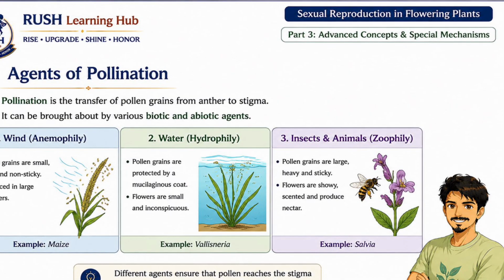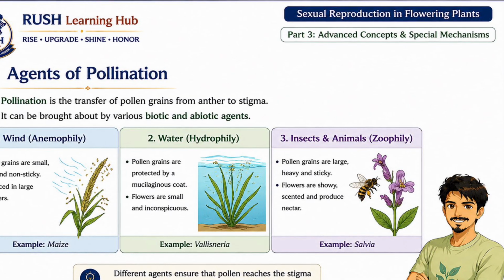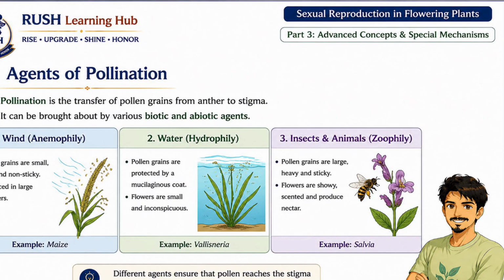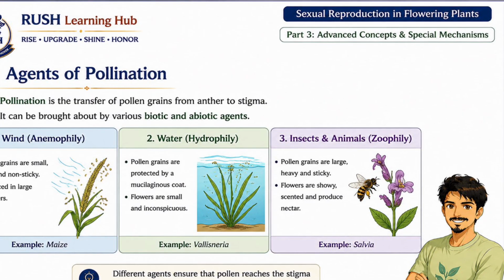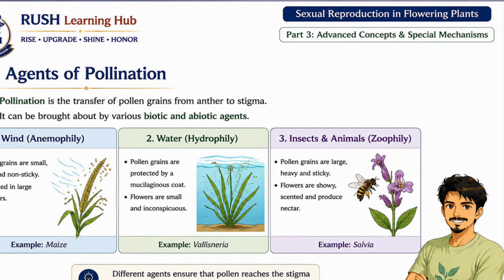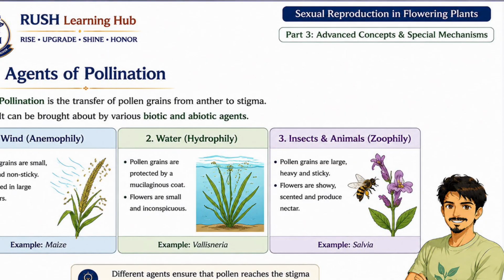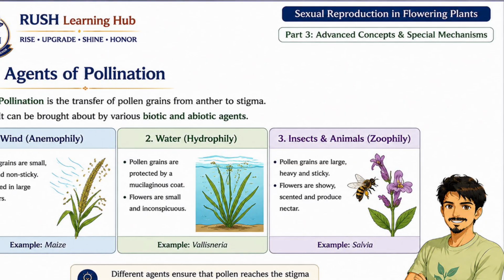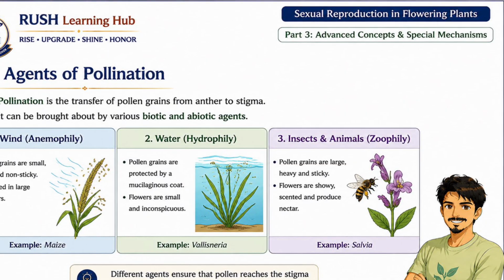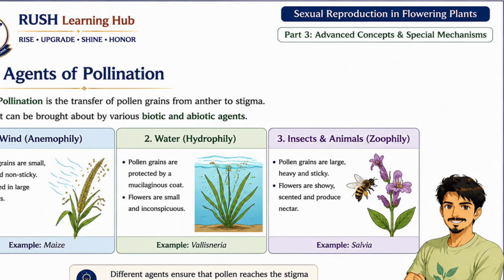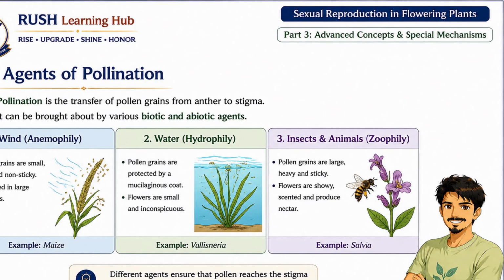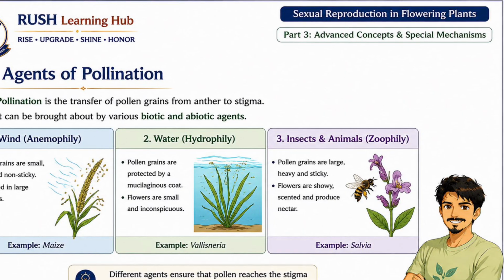Water pollination, hydrophily. In some aquatic plants, pollination occurs through water. Water carries pollen grains from one flower to another. To prevent damage, pollen grains often possess a protective mucilaginous coating. Hydrophily is relatively rare among flowering plants.